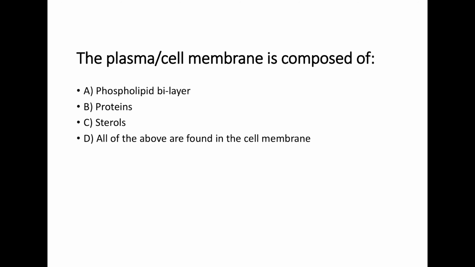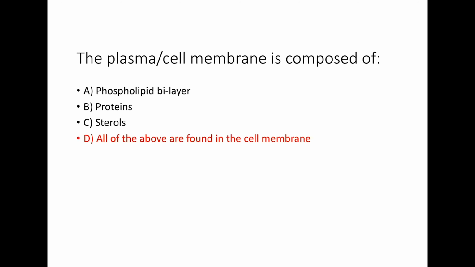The plasma cell membrane is composed of: phospholipid bilayer, proteins, sterols, or all of the above. Let's look at it again. You should ask yourself: does it have a phospholipid bilayer? Does it have proteins? Does it have sterols? If you say one of them isn't there, then pick it. If you think all of them are there, pick all of the above. Let's see what the answer is.